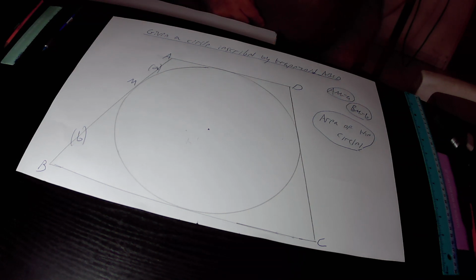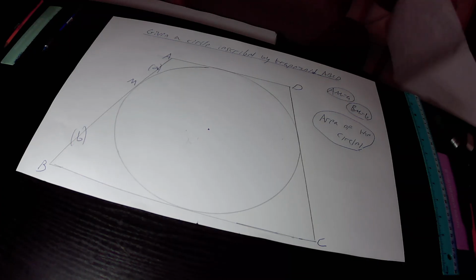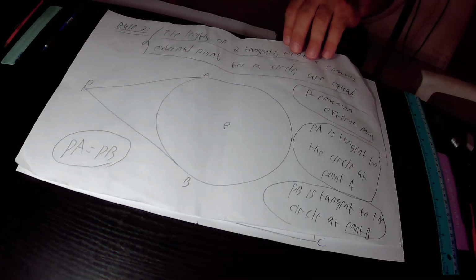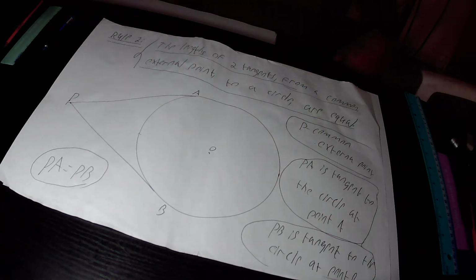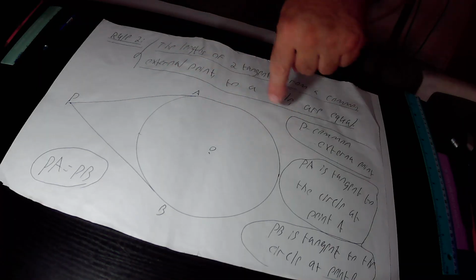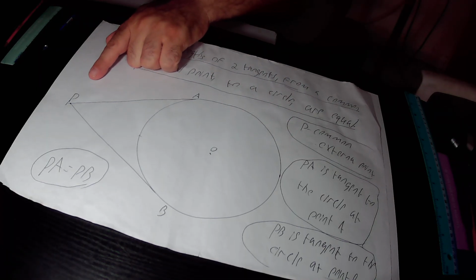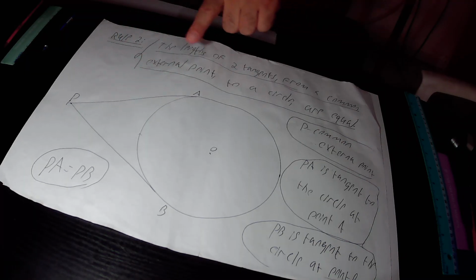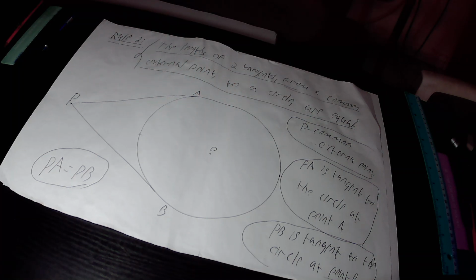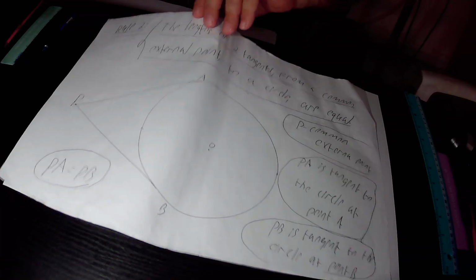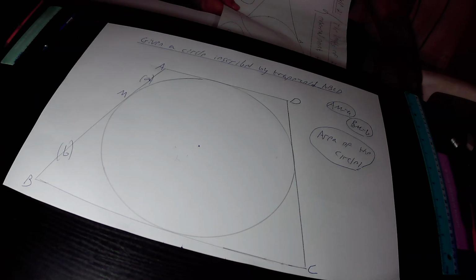So, first of all, we will implement rule 2. I'll click on rule 2. According to rule 2, the lengths of two tangents from a common center point to a circle are equal. In the drawing, we have a circle, and this is the common center point, point P. From this point P, we have two tangents to this circle, tangent PA and tangent PB. According to rule 2, they are equal to each other. That is to say, PA equals PB. So we can actually implement rule 2 in our drawing.